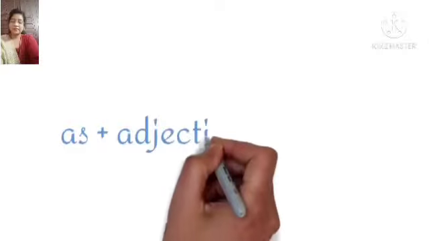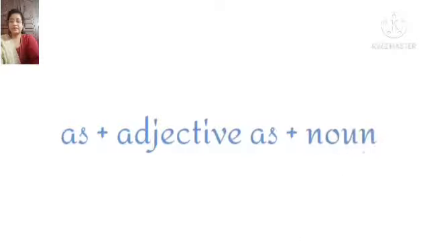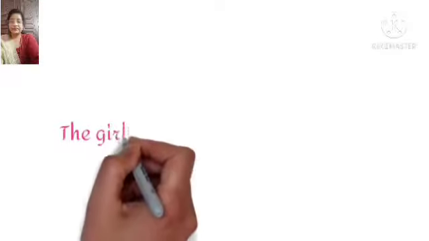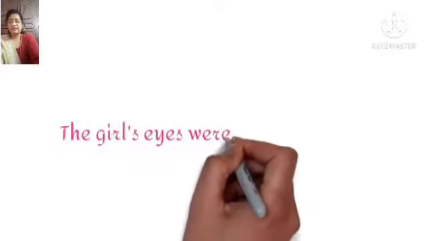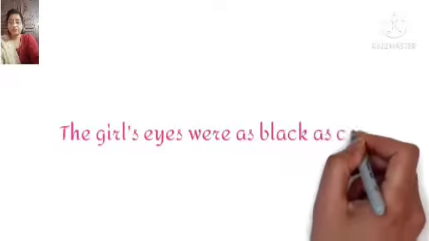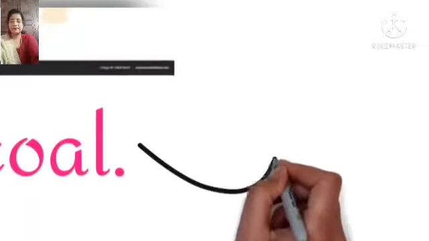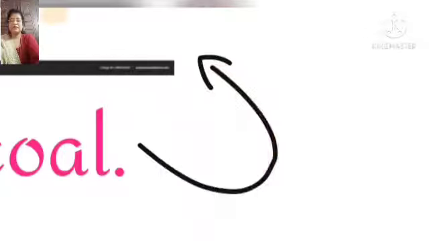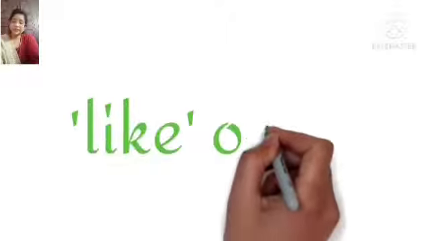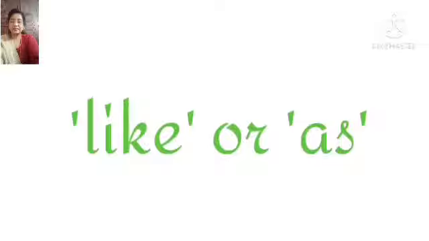The second pattern is as adjective as plus noun. Example, the girl's eyes were as black as coal. So here we are comparing the color of the girl's eyes to the color of coal. So her eyes were as black as coal. So we can make out that we use words like or as to compare two different things.